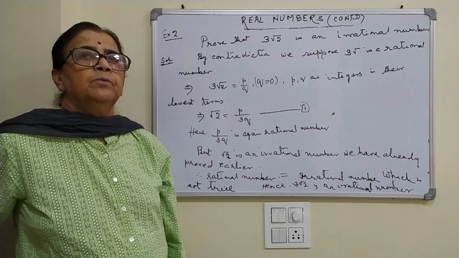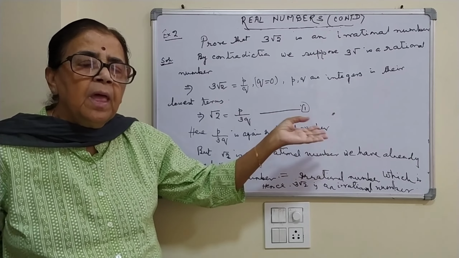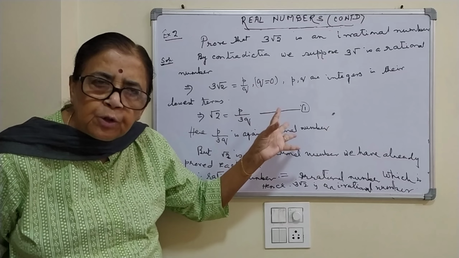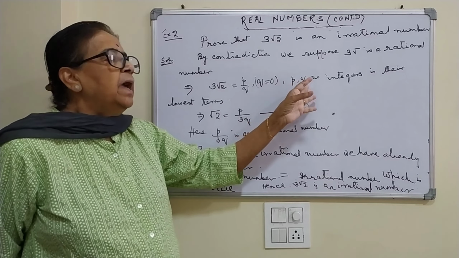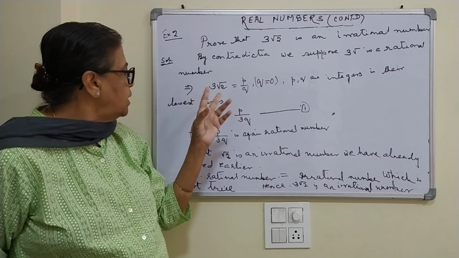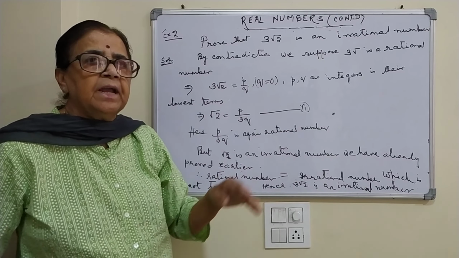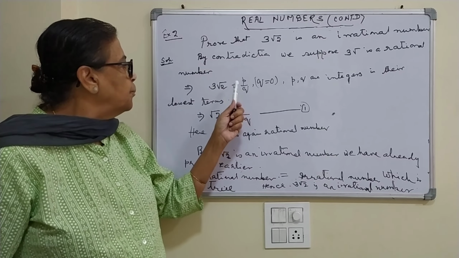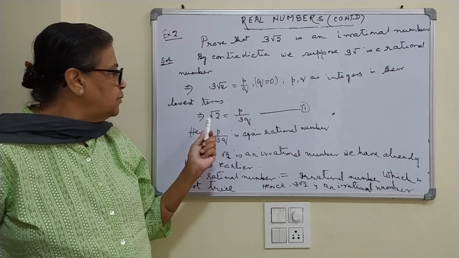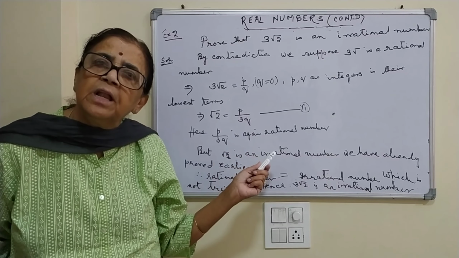By contradiction, we assume that 3 root 2 is a rational number. A rational number can be written in P by Q form, Q not equal to 0, and P and Q are integers in their lowest term. Then I have taken 3 to that side. So P by 3Q is also a rational number. So, therefore, P by 3Q is again a rational number.